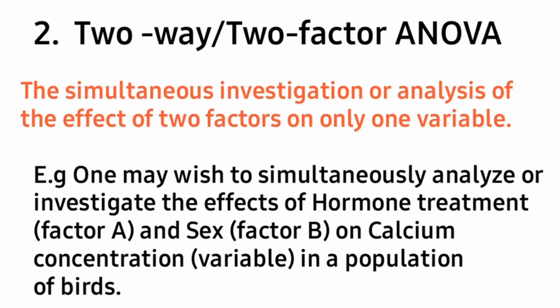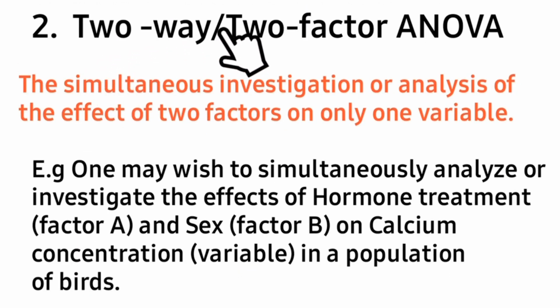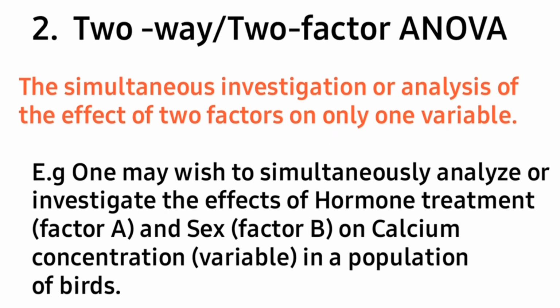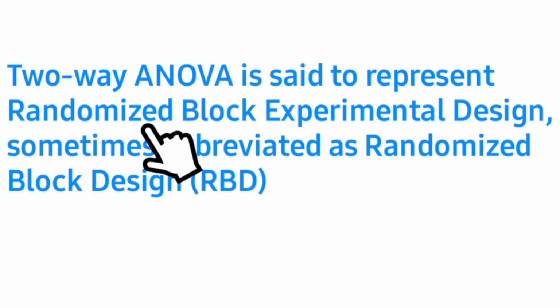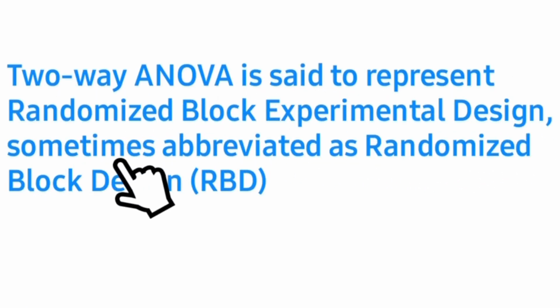The second type of ANOVA is the one referred to as two-way or two-factor ANOVA. Two-factor ANOVA has to do with the simultaneous investigation or analysis of the effect of two factors on only one variable. For example, one may wish to simultaneously analyze the effect of hormone treatment, called factor A, and sex, called factor B, on calcium concentration, being the variable, in a population of bears. Two-way ANOVA is said to represent a randomized block experimental design, sometimes abbreviated as randomized block design.